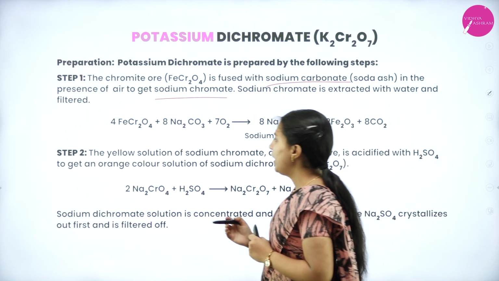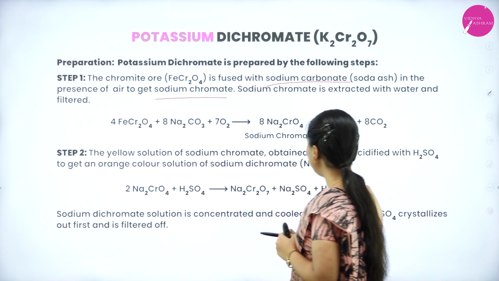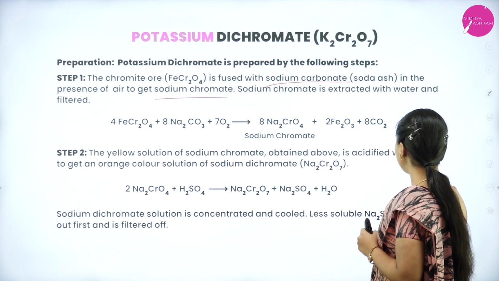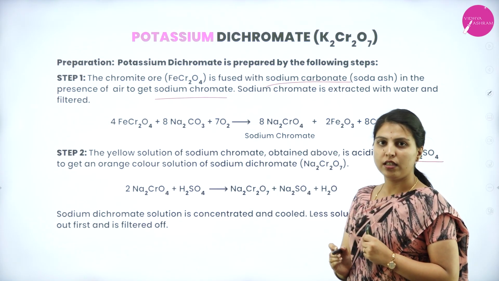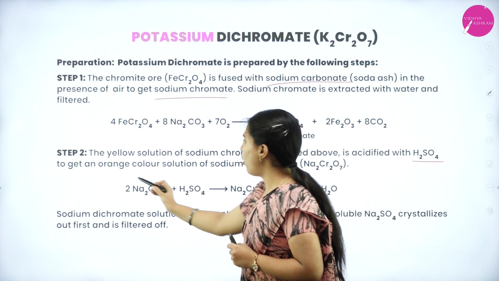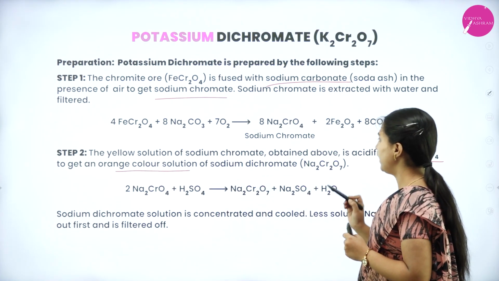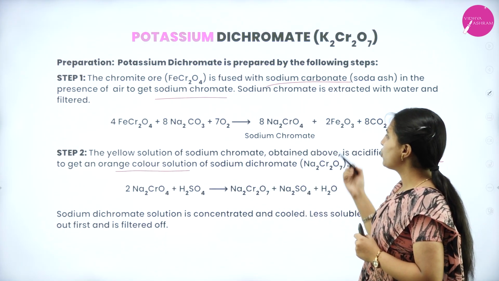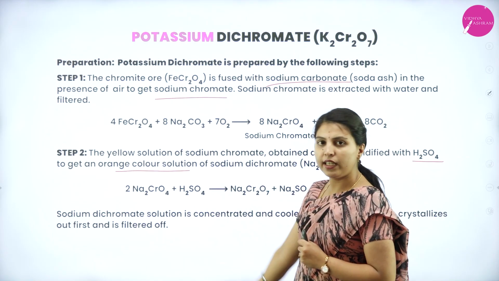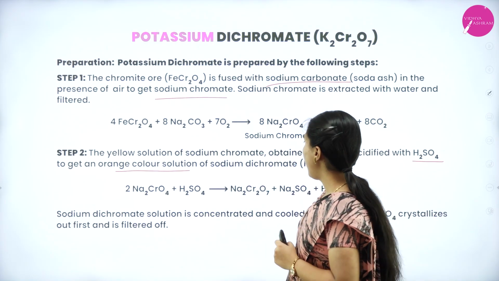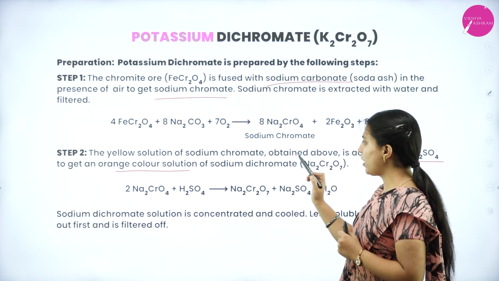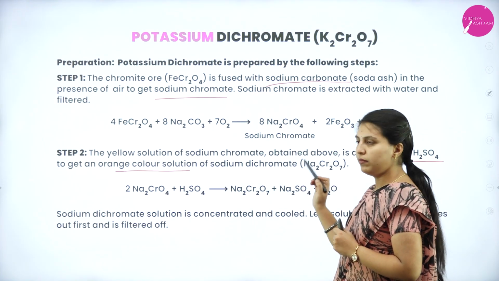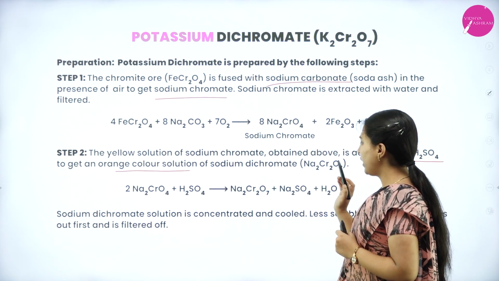In the next step, the yellow solution of sodium chromate obtained above is acidified with H2SO4, that is sulfuric acid, to get an orange colored solution of sodium dichromate. Here the sodium chromate with yellow colored solution will be acidified with sulfuric acid, which gives the orange colored sodium dichromate compound, with sodium sulfate and water.